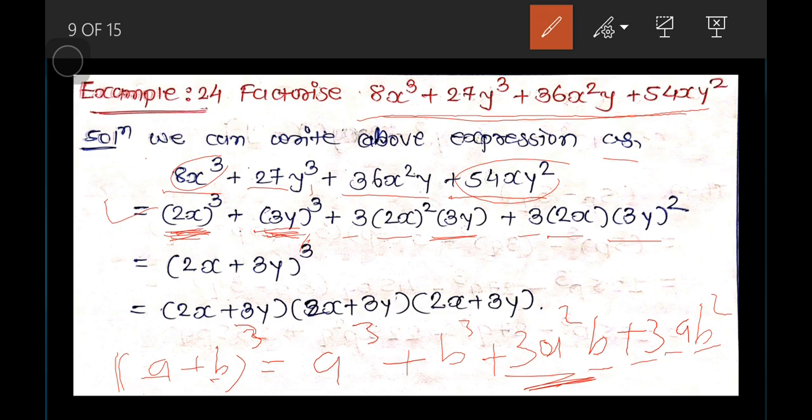So we can directly write this expression as (a plus b) cube, that is (2x plus 3y) cube. As we know, the cube of any number is that number multiplied 3 times. So (2x plus 3y) cube, we can write by multiplying this bracket 3 times, that is (2x plus 3y) into (2x plus 3y) into (2x plus 3y). So with the help of this identity we have factorized the given expression.